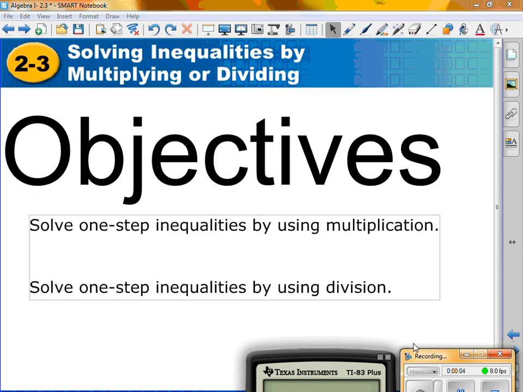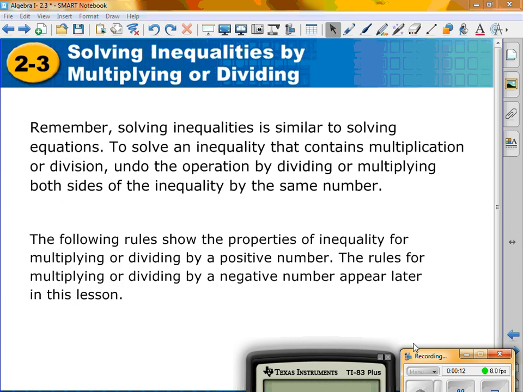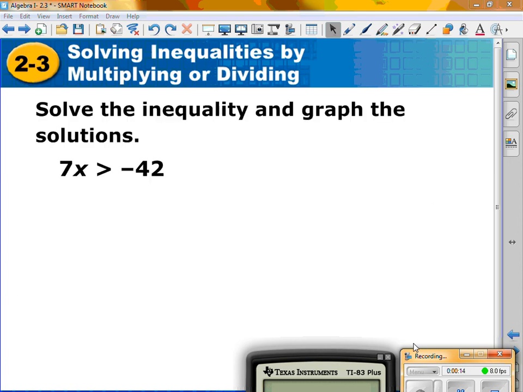Now, yesterday we did a brief little introduction. We started 2.3, solving inequalities by multiplying or dividing. First thing we started to look at was 7x greater than negative 42.